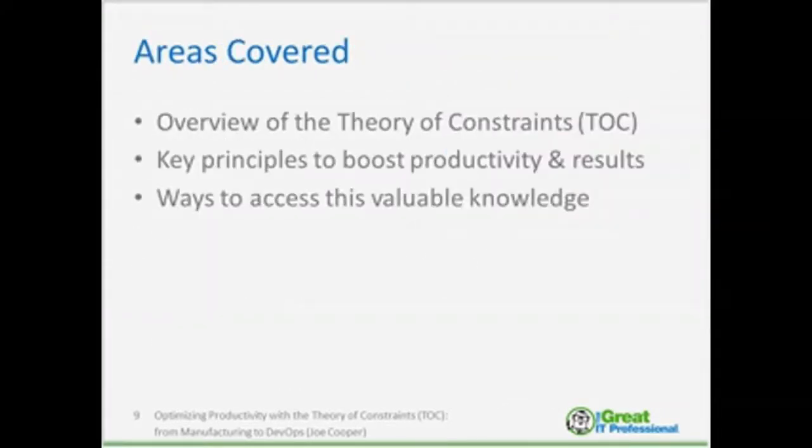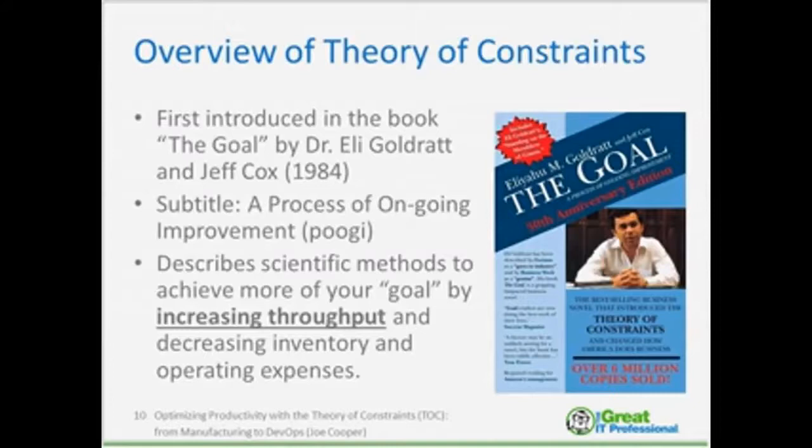So starting with an overview of the theory of constraints, theory of constraints was first introduced in the book The Goal by Dr. Ellie Goldratt and Jeff Cox in 1984. And the methods described in that book are still as relevant today as they were back in 1984, which is rather amazing. The subtitle of the book is A Process of Ongoing Improvement, and you'll hear that referred to oftentimes as POOGIE. So if you ever hear the term POOGIE, that really is describing the process of ongoing improvement.